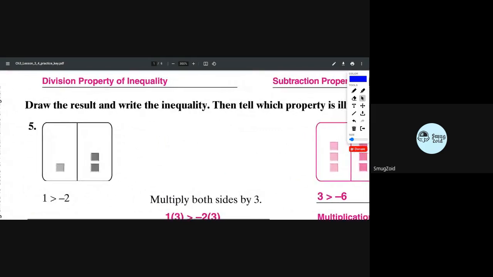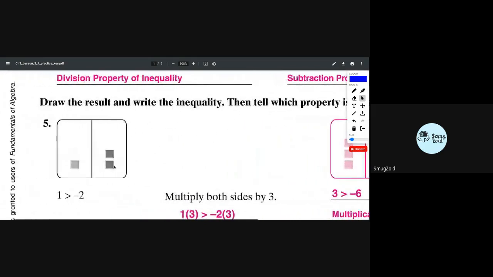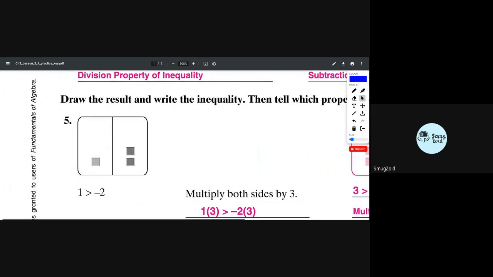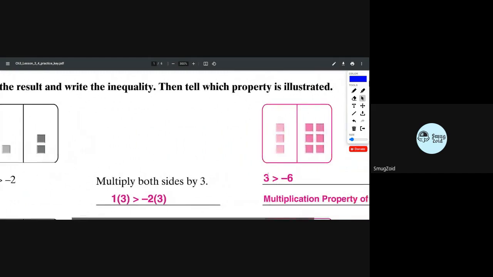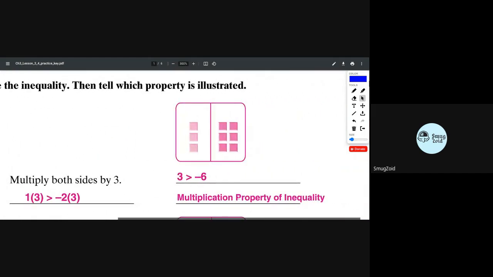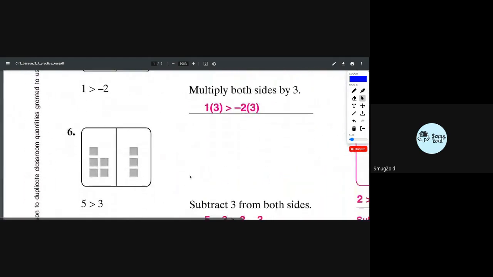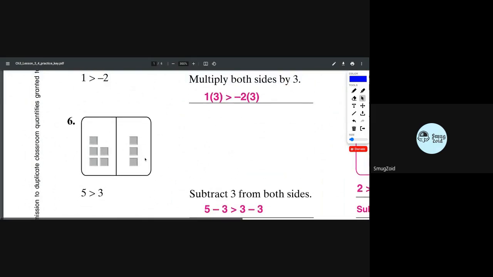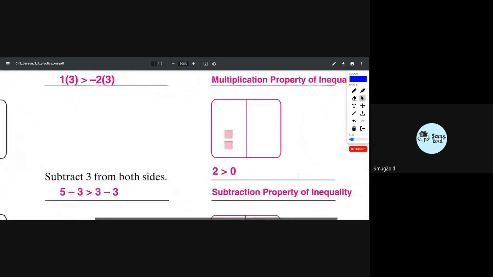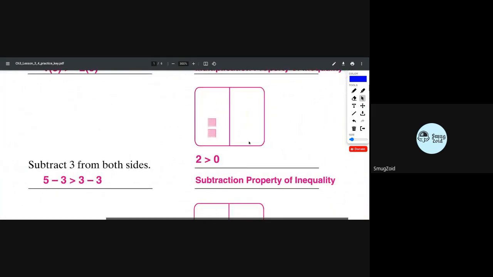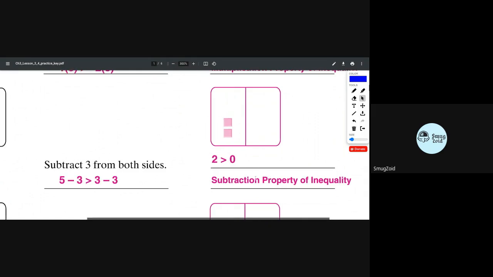Draw the result and write the inequality. Tell which property is illustrated. So you have 1 is bigger than -2. You multiply both sides by 3: 1 times 3 and -2 times 3. 3 is bigger than -6. That's a multiplication property. There's a lot of these. A couple of these will be on the test, just letting you know. You have 5 is greater than 3. If I subtract 3 from both sides, you end up with 2 is greater than 0. Subtraction property of inequality.